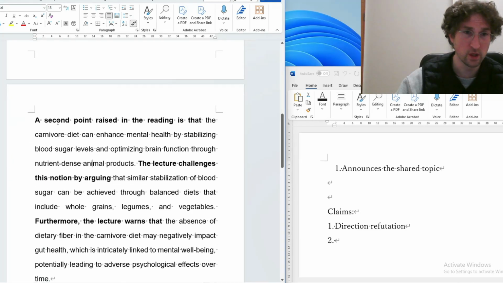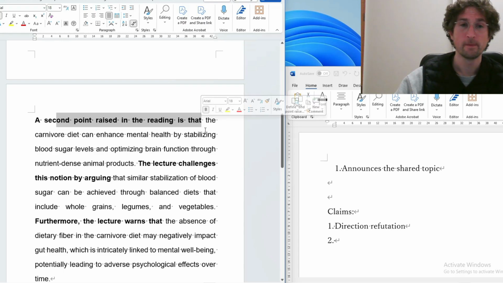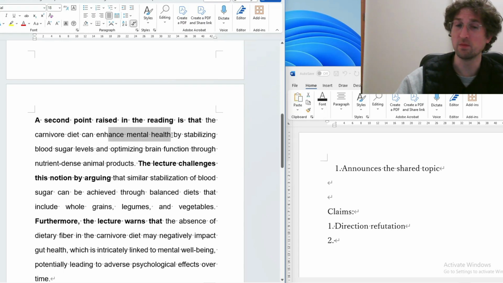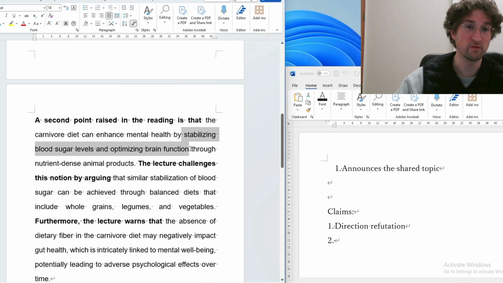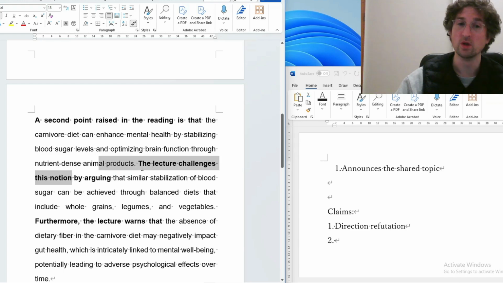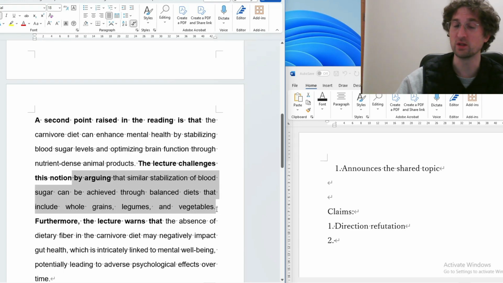Second body paragraph. A second point raised in the reading is that, so you don't need anything more fancy or sophisticated than this. What is another point raised? What is the second point that you will be discussing? It's that the carnivore diet can enhance mental health. How? By stabilizing blood sugar levels and optimizing brain function through nutrient-dense animal products. Okay, the lecturer challenges this notion. That's a bit vague. We have to see what the type of challenge is. But it's still very clean.